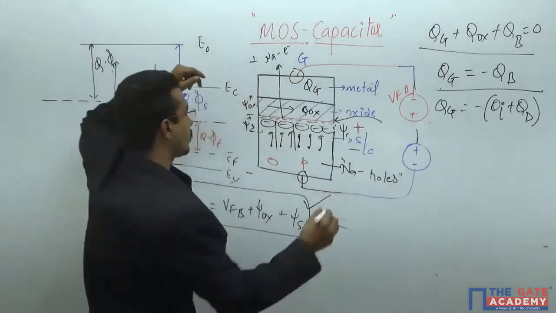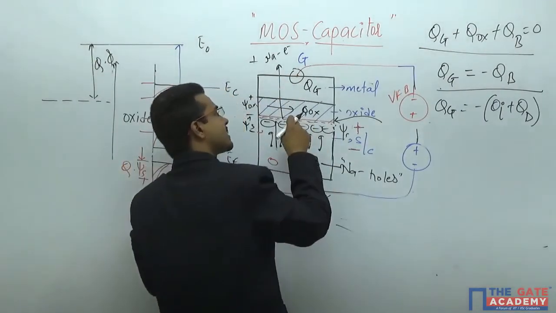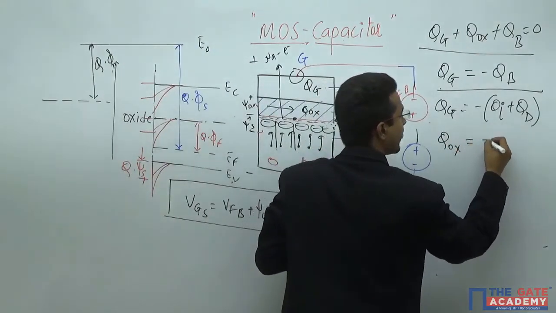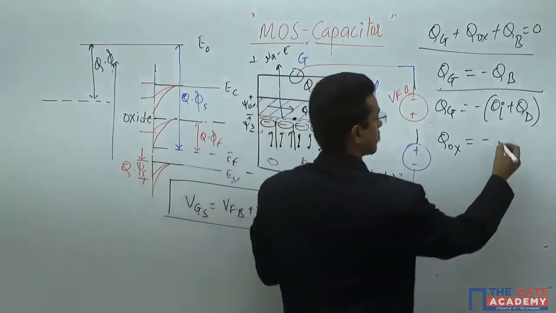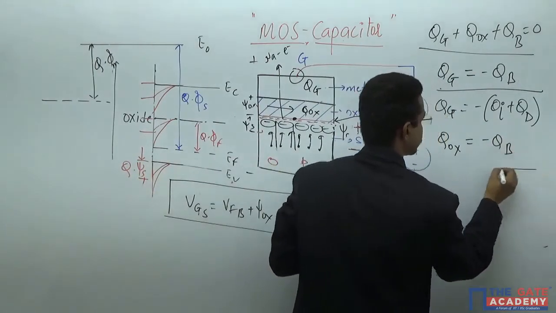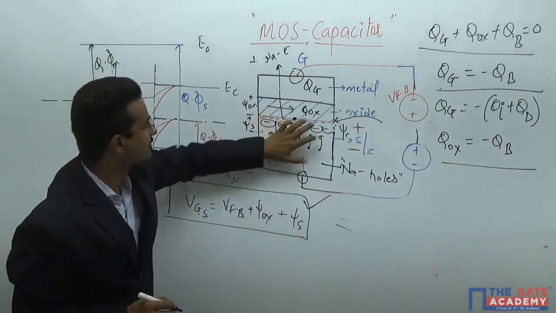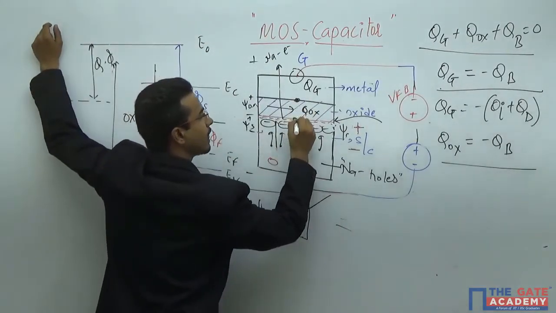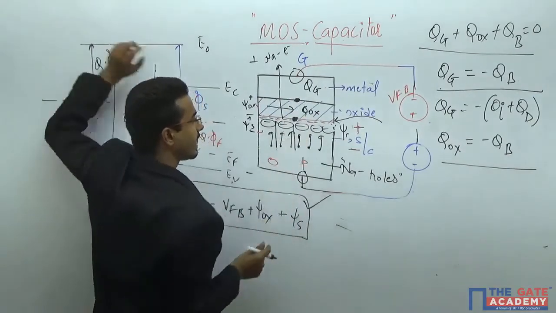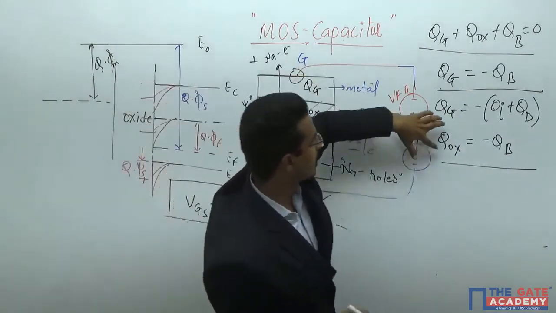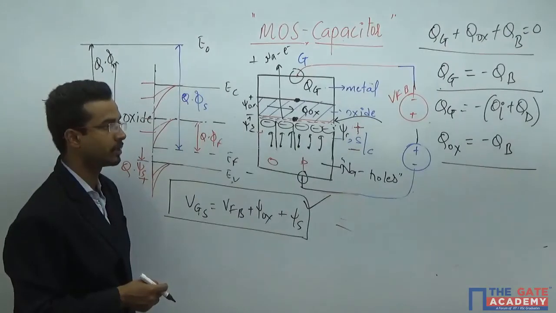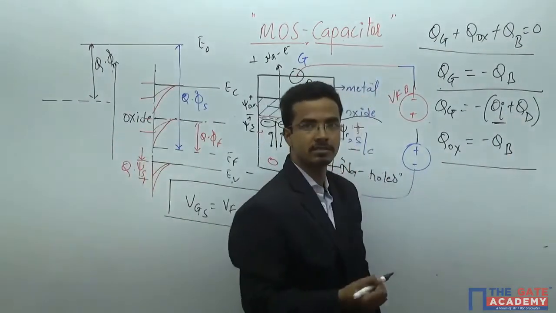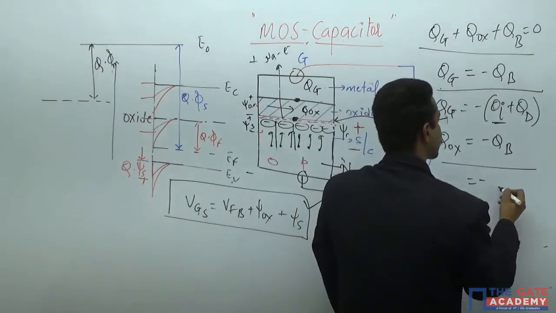This is across the capacitor. If I want to tell the charge across this capacitor, QOX will become minus QB, because here the charges are QB. Across this only you are measuring all the charges, so this comes into the picture. For low potential, we will assume that QI becomes 0, so the total will become minus QD.